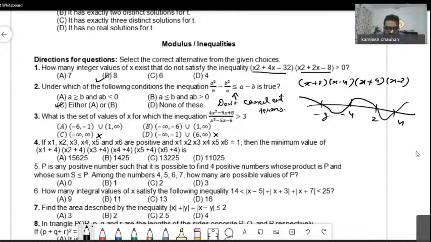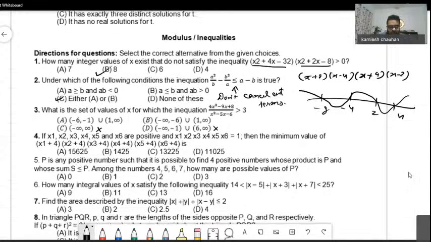Now we have to see the difference between options A and B. A says minus 1 is not included, meaning minus 2 is included, while in B minus 2 is not included. So I will try minus 2. Minus 2 is a pretty small number to deal with, so if you put it in you'll get the answer to this question. So we will get the third option as the answer.